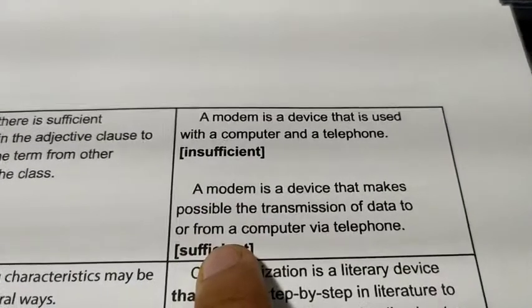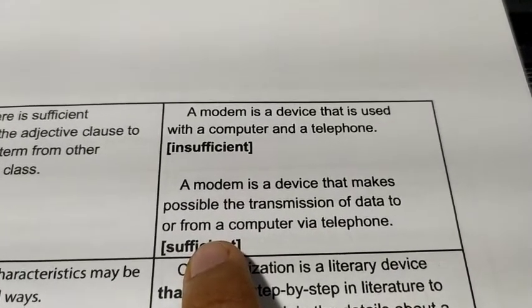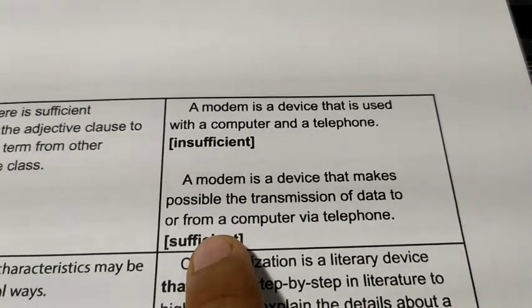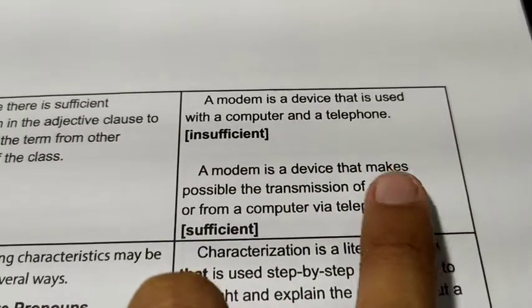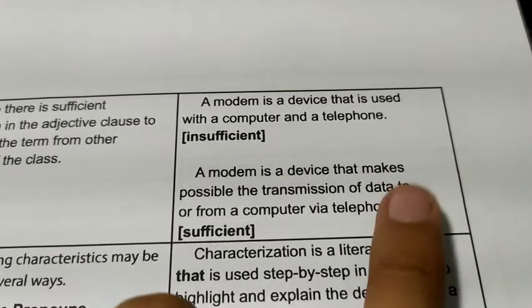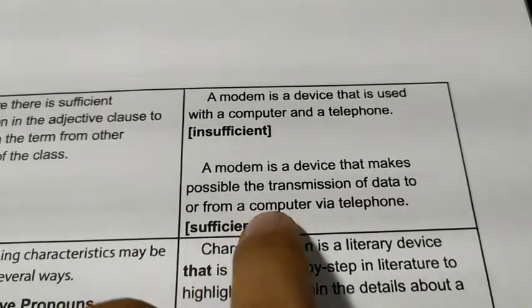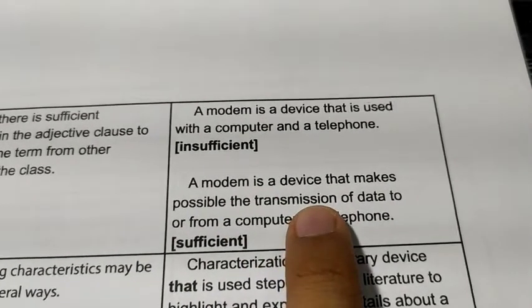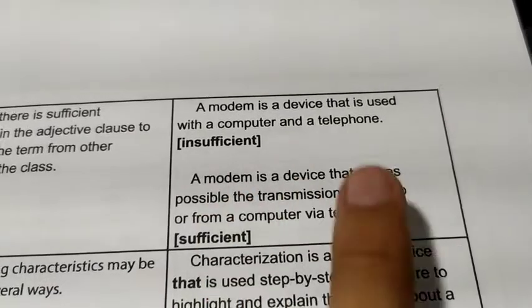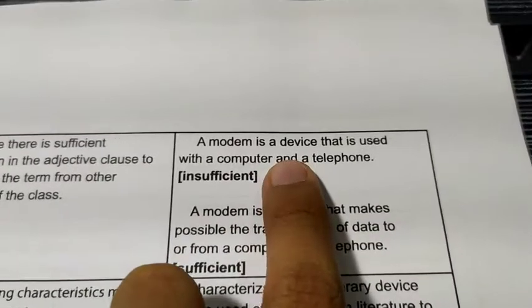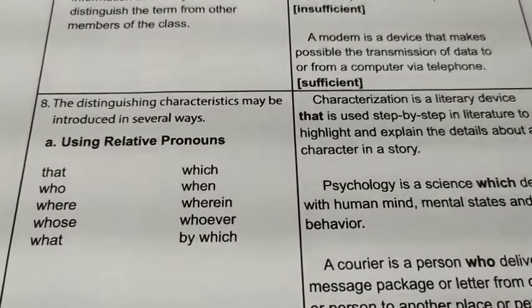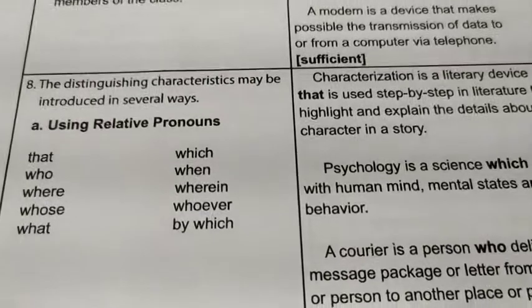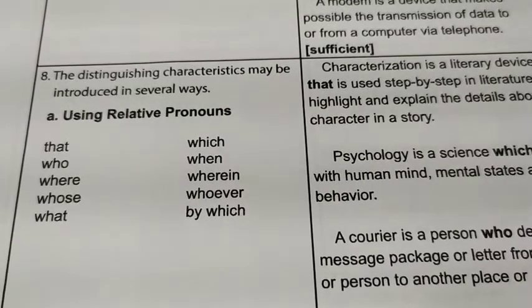Here it is just described that it is used, but how is not complete. However, here it is really complete because of the clause that makes possible the transmission of data from a computer, meaning it is used in transmitting the data. In the first, it is not explained that it is really used in transmission. So it should be specific for them to really identify the use of that word.